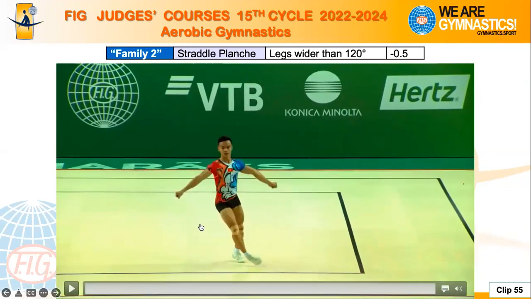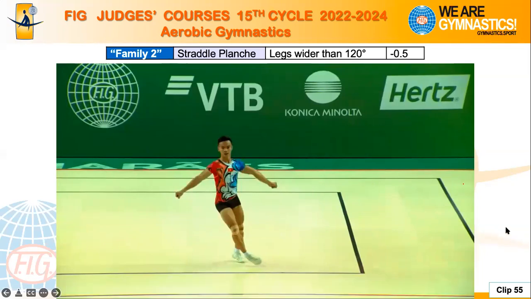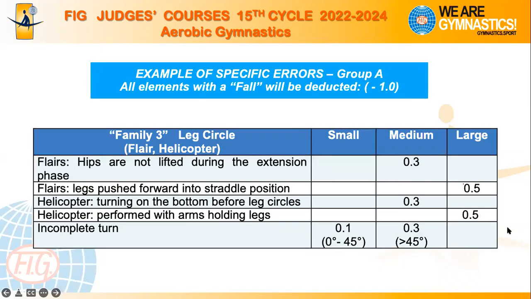So as I said, with the legs wider it becomes easier, and it's not that the straddle planche is technically wrong. Now the family 3, leg circle. This includes flare and helicopter.